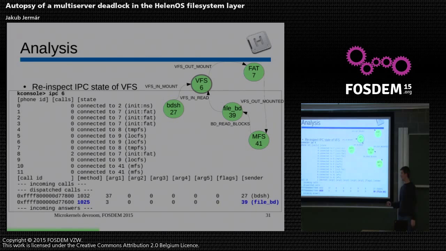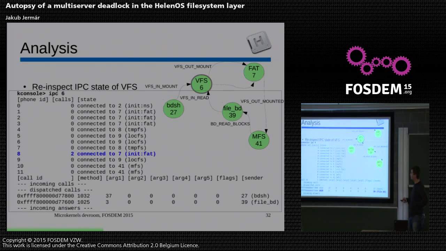Now, what does the file BD block device server do? It is backed by an ordinary file which is located on some file system. So if you actually ask file BD to read some blocks, it will have to go to that file system and read the block from the file on that file system. So what it needs to do, it needs to ask VFS to basically do the read operation on that file. That's what VFS in read stands for.